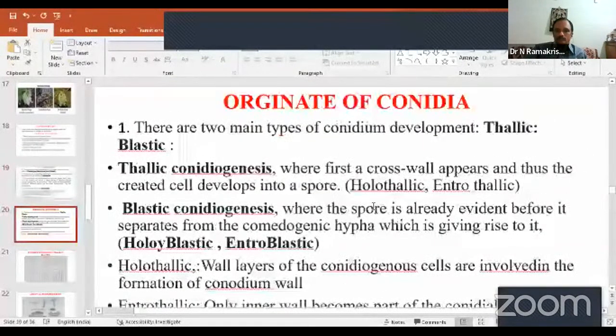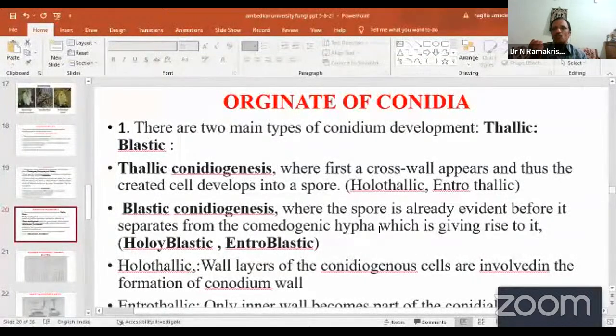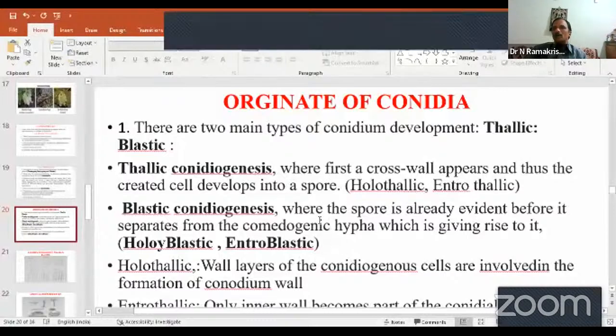Next you see the development of conidia, meaning the structures associated with your organ. Looking at conidia development, there are two main types of conidium development. One is thallic, and the second is blastic development. Thallic development is where the first cross wall appears and the created cell develops into a spore. It is of holothallic and enterothallic types. Conidial development in the entire fungi is of holothallic type.